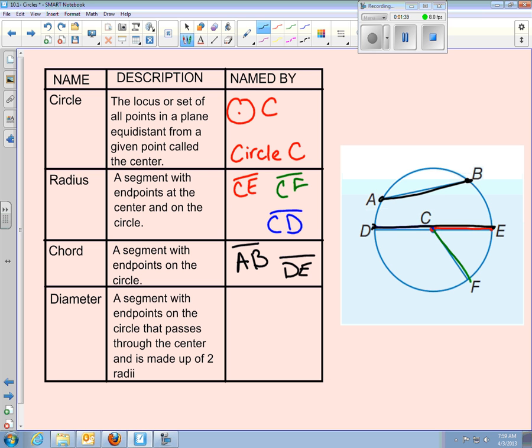DE is a special type of chord, and it's going to be a diameter. It's a segment with endpoints on the circle that passes through the center. So if we look here, DE passes through that center point. And the other thing about a diameter is it's made up of two radii. So if I'm given the diameter and I cut it in half, we're given a radius. And if I have a radius and I double it, now it's become the diameter.